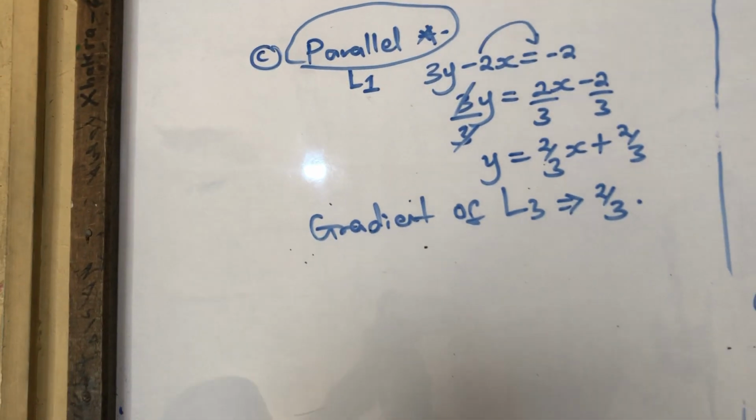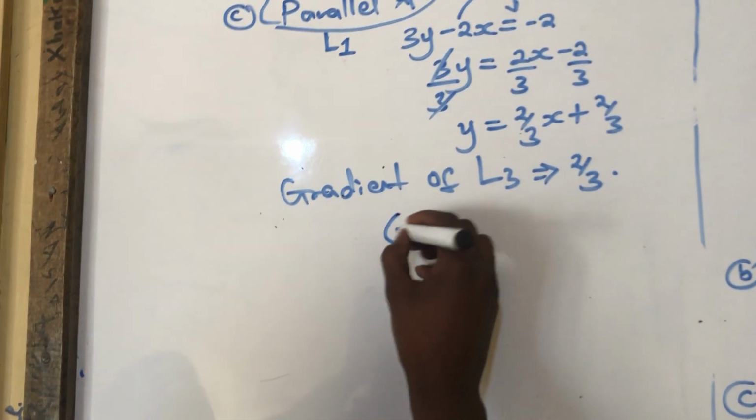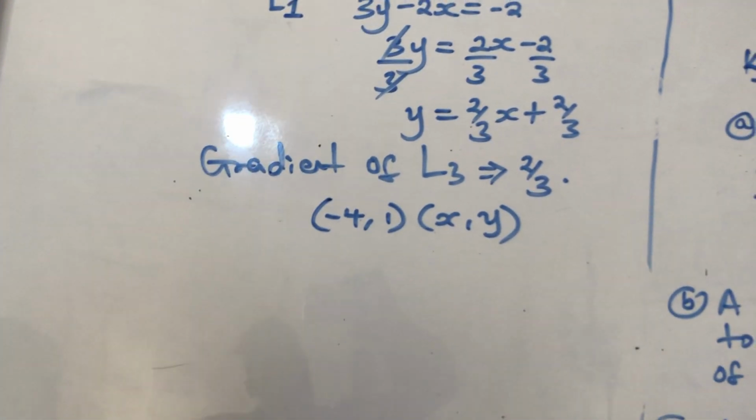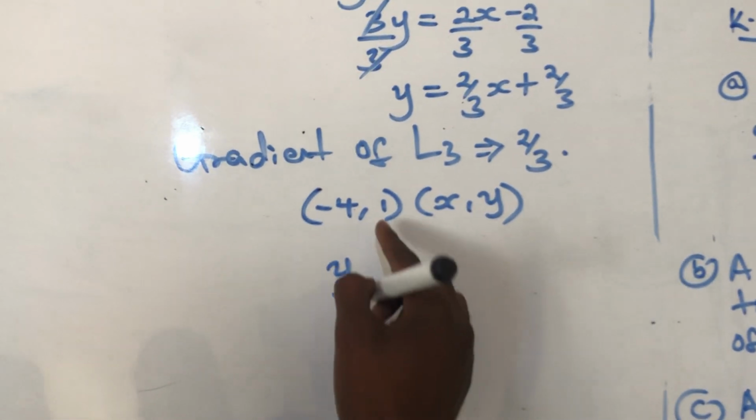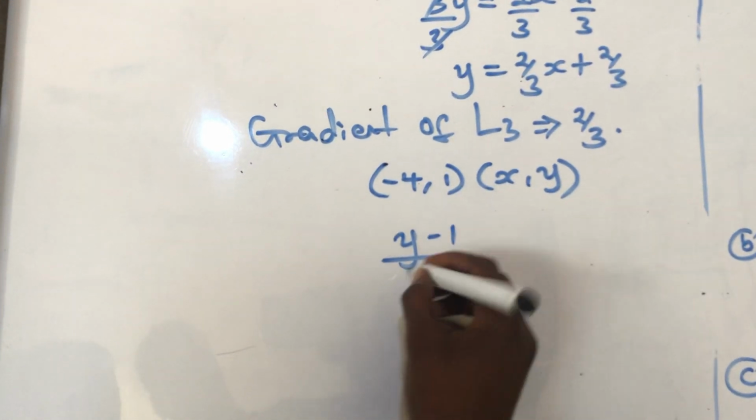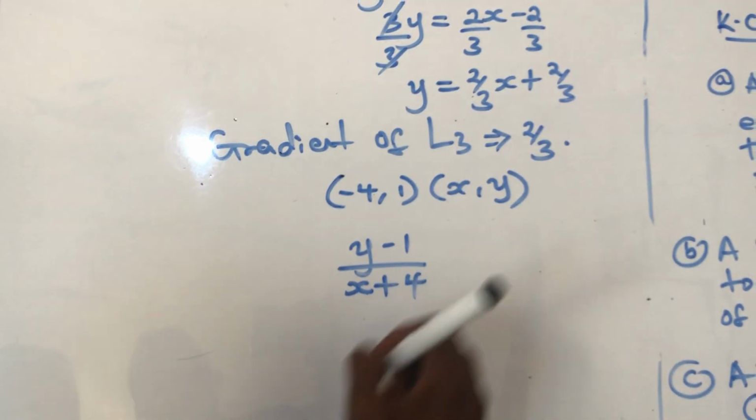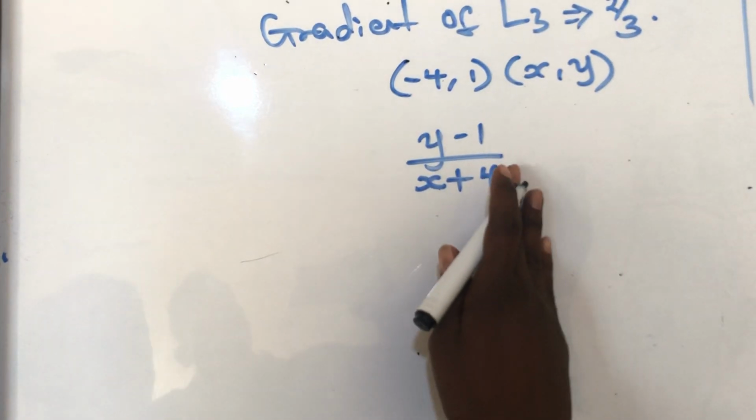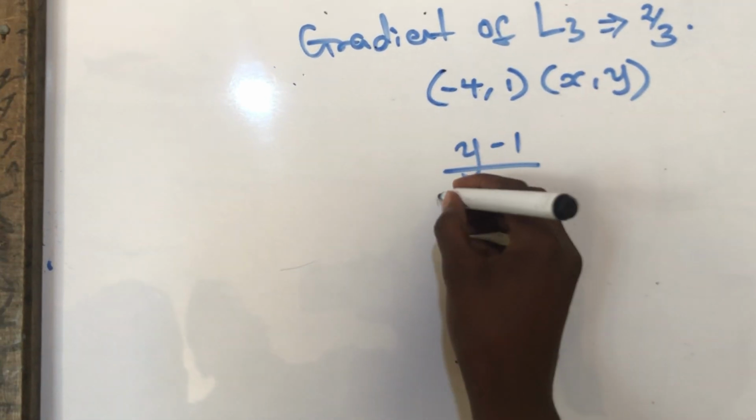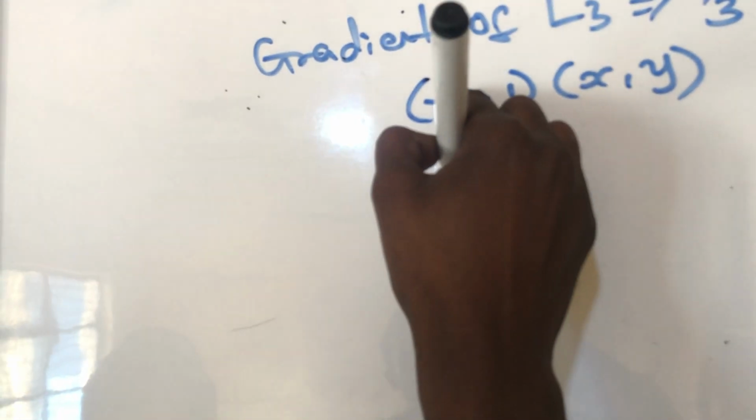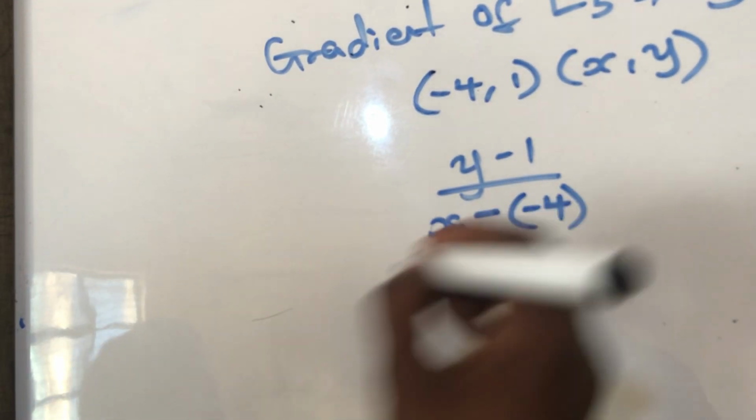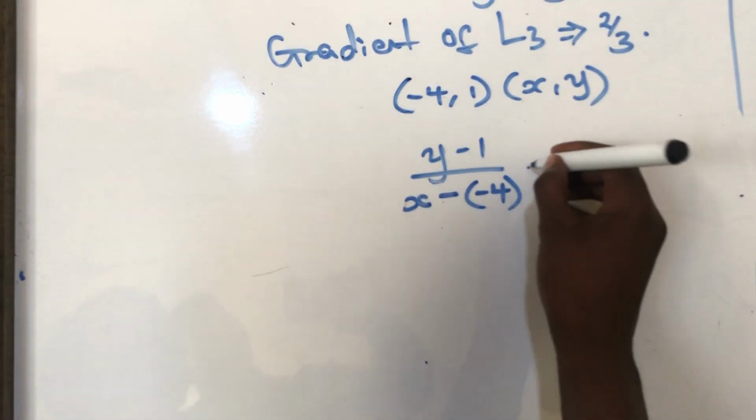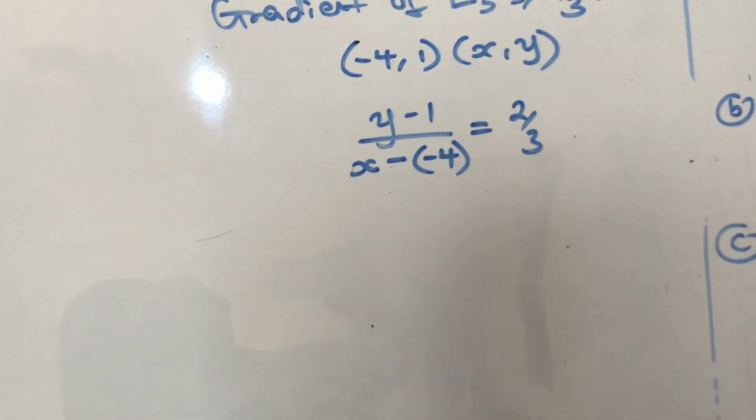The equation will then become, we'll take the point negative 4, 1, accompanied by x, y. Then we'll take y minus 1 all over x plus 4. I hope you understand why it is a positive. It is a positive because this is an x minus the x1, which is again another negative. The two negatives will come together to form a positive. Is equal to 2 over 3.